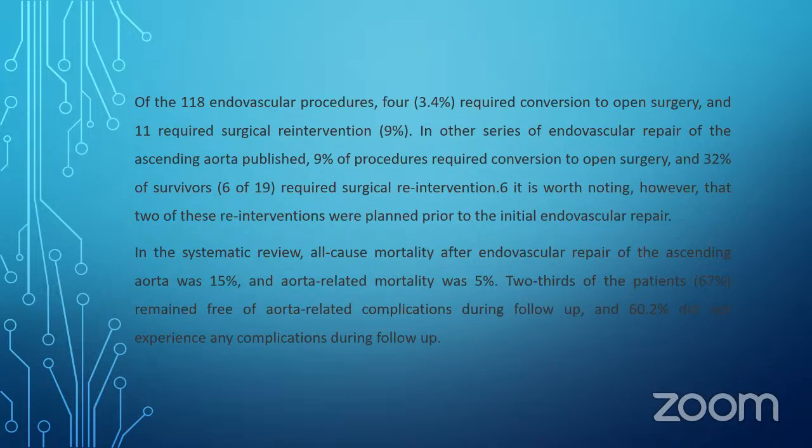Of the 118 endovascular procedures, around 3.4% required conversion to open surgery, and 11 required surgical intervention. This is 9%. In other series of endovascular repair of the ascending aorta, 9% of the procedures required conversion to open surgery, and of 32 survivors, 6 required surgical intervention. It is worth noting, however, that 2 of these 3 interventions were planned prior to the initial endovascular repair. In the systematic review, all-cause mortality after endovascular repair of the ascending aorta was 15%, and aortic-related mortality was 5%.